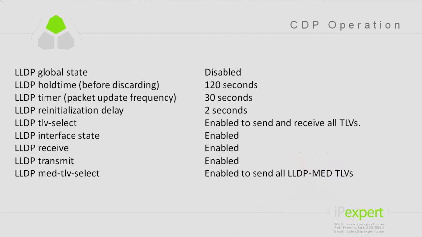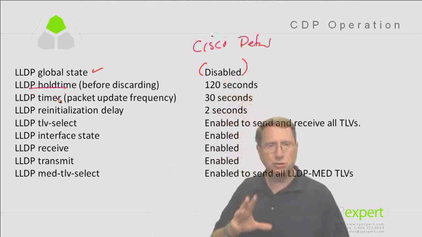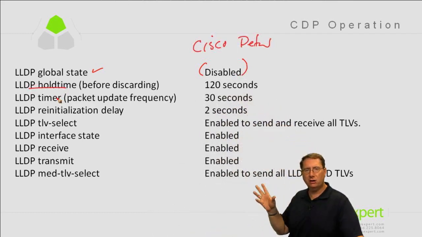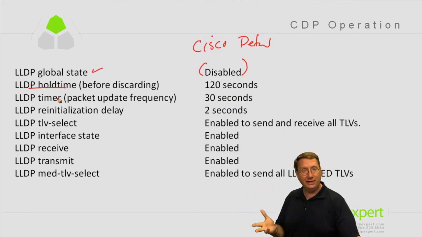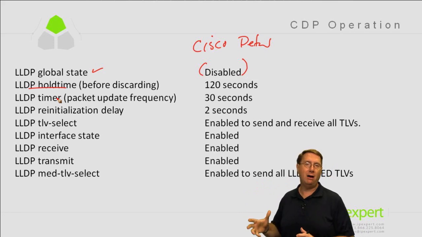So, looking at this, we see that we have something referred to as the LLDP global state. Now, that global state is going to be disabled on Cisco devices by default. We have this hold down timer. Same operational definition as we had with regard to the hold down timer in CDP. If we do not receive a hello in that period of time, we're going to actually expire the entry that we have for that neighbor from our LLDP table.